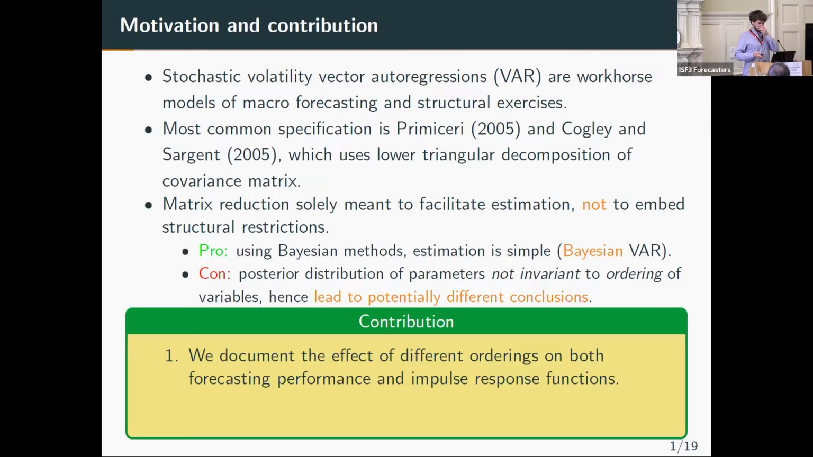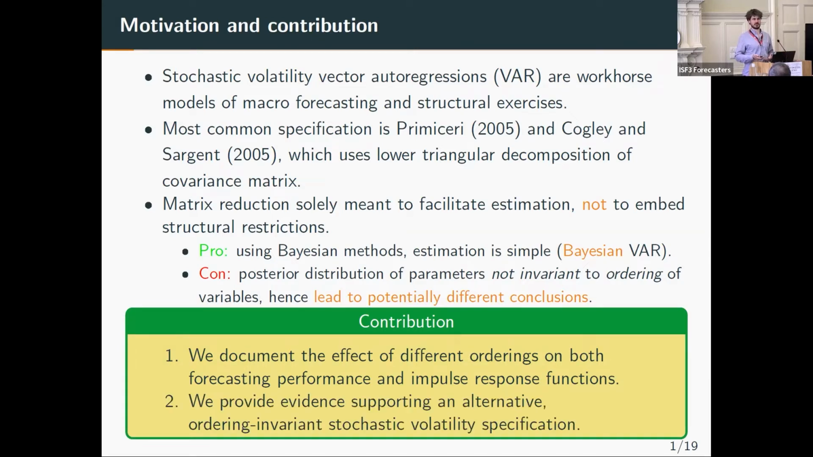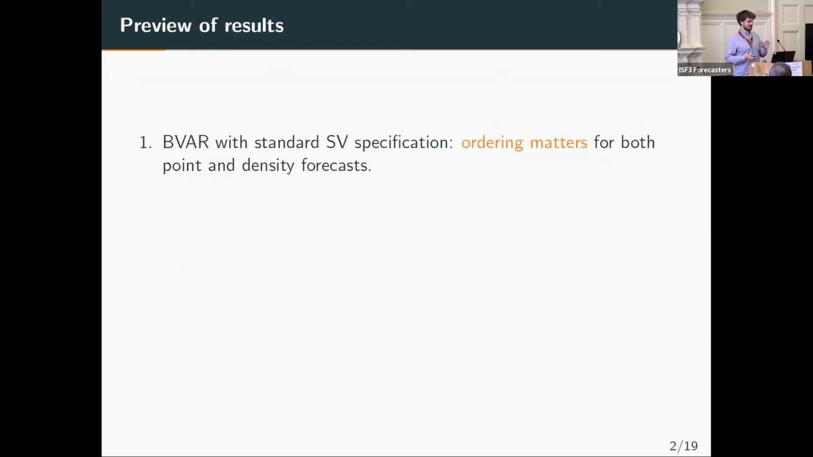What we're going to do in this paper is first document this effect of different orderings that you see in this type of models. We show there are effects on both forecast performance, as well as impulse response functions. Then we also provide evidence supporting an alternative ordering invariant stochastic volatility specification. So this is broadly the outline: you'll see some results regarding point 1 and then some results regarding point 2. Very simple. Let me first give you a quick preview of results.